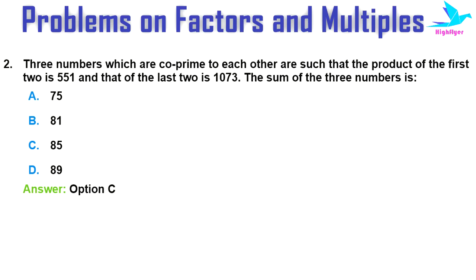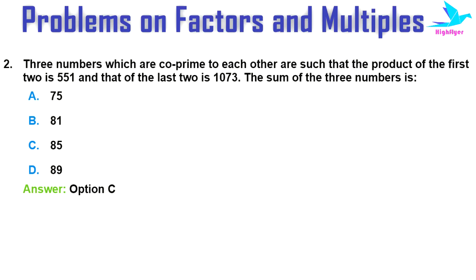Then the next example: 3 numbers which are co-prime to each other are such that the product of the first two is 551 and that of the last two is 1073. The sum of the 3 numbers is, options are 75, 81, 85 or 89. The right answer is option C, 85.